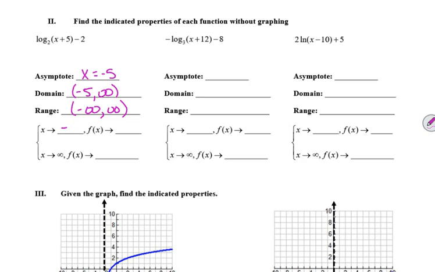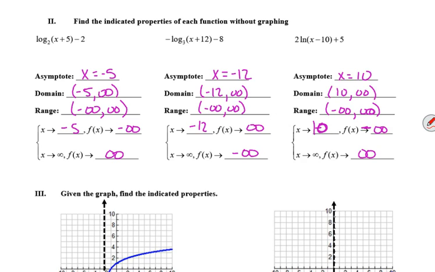As x approaches -5, it's not reflected, so it's going down. And as x goes to infinity, your function is going up. All right? So remember, the only thing that's really going to change here is your end behavior if it's being reflected. So pause the video, try the next 2 problems, and then start it up again. Pause the video.